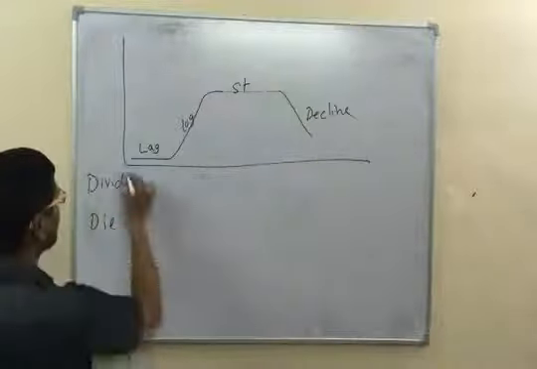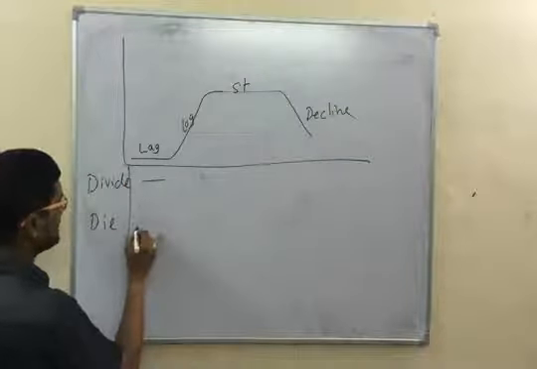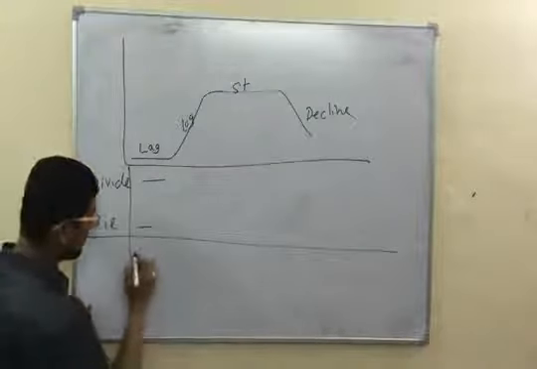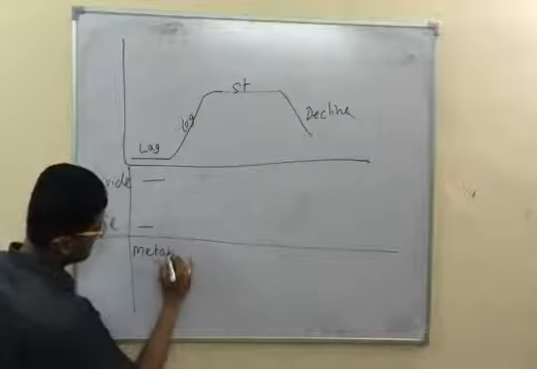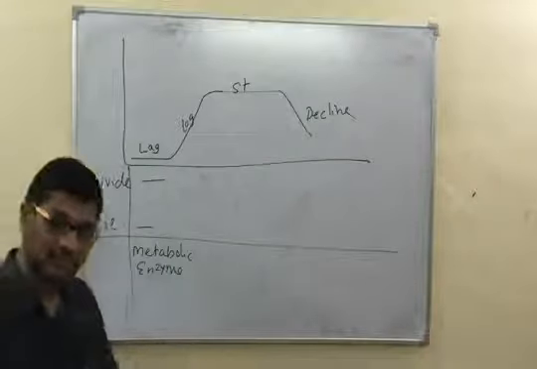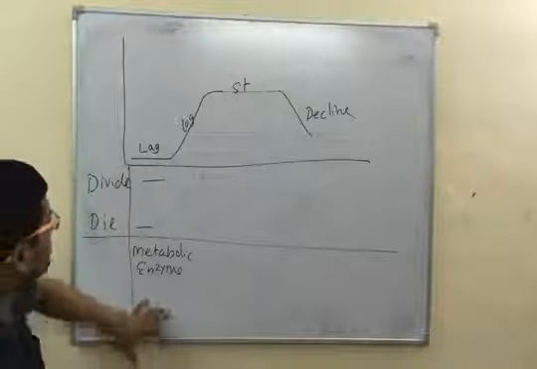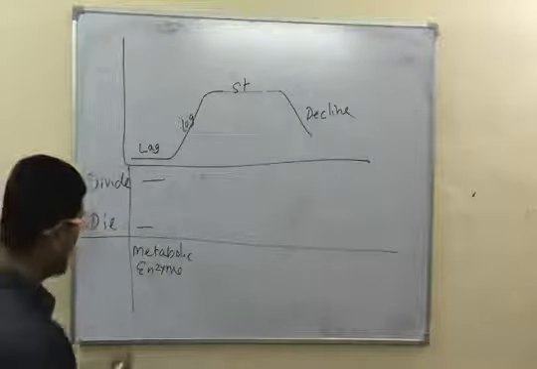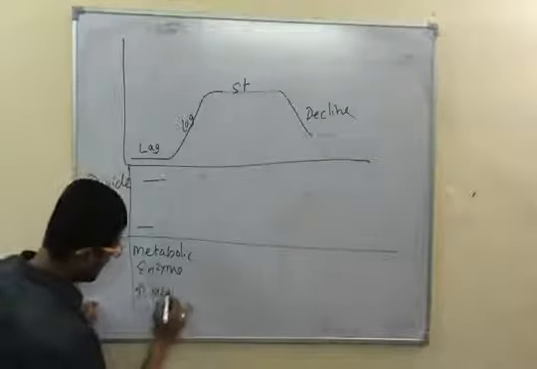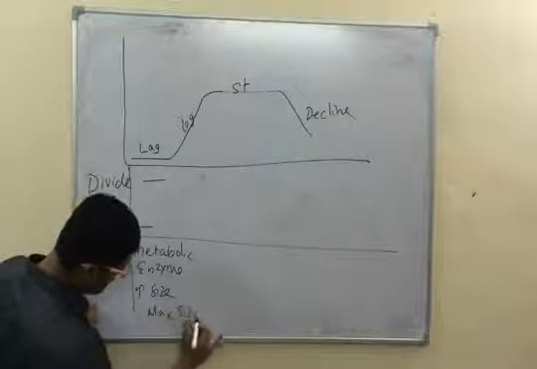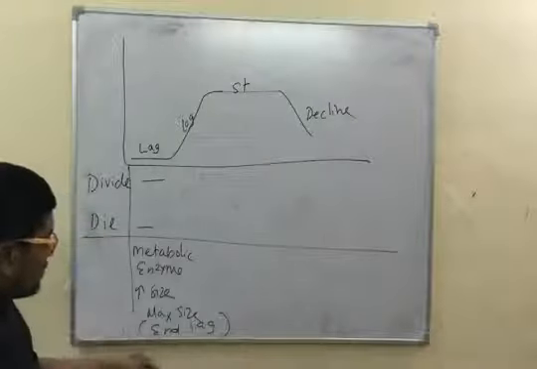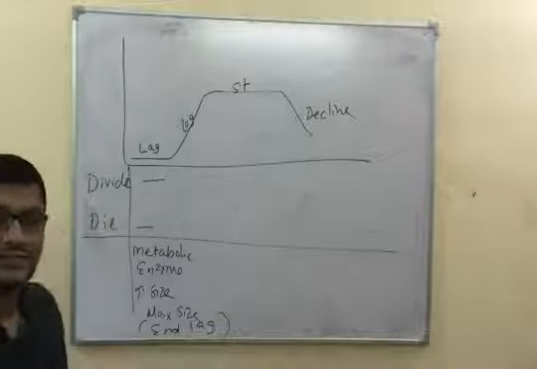Okay, lag phase: the bacteria don't divide, neither do they die. It is a phase where the bacteria form the metabolic enzymes so that they will divide in the next phase. They prepare their machinery, the metabolites, enzymes and all, so that in the next phase they will start dividing. As a result, the bacteria gradually increase in size, and the bacteria attain their maximum size at the end of the lag phase. This is an MCQ that is frequently asked. At the end of the lag phase, the bacteria attain their maximum size.